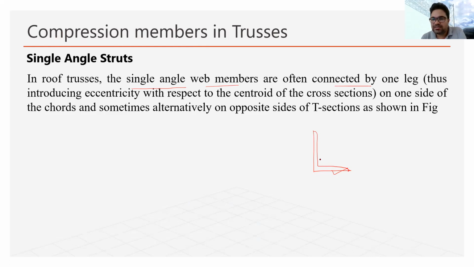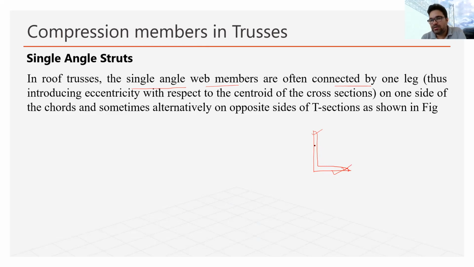Or if we connect this with this leg and this leg, from both legs, then the transferring of the load mechanism is different. So if both legs of the angle are connected, in that case we say that the load is transferred concentrically, which means we consider that there is no eccentricity.